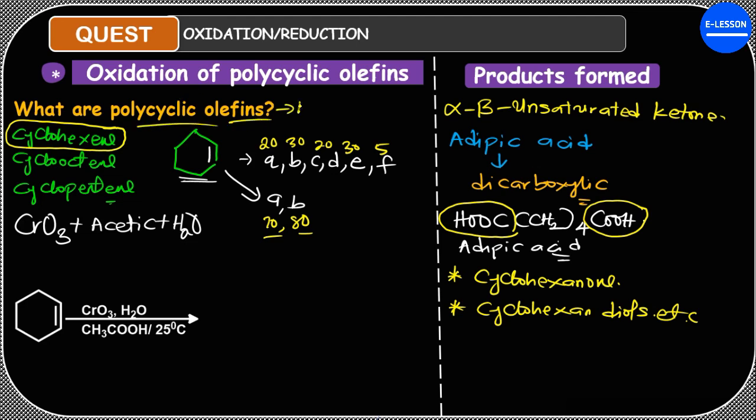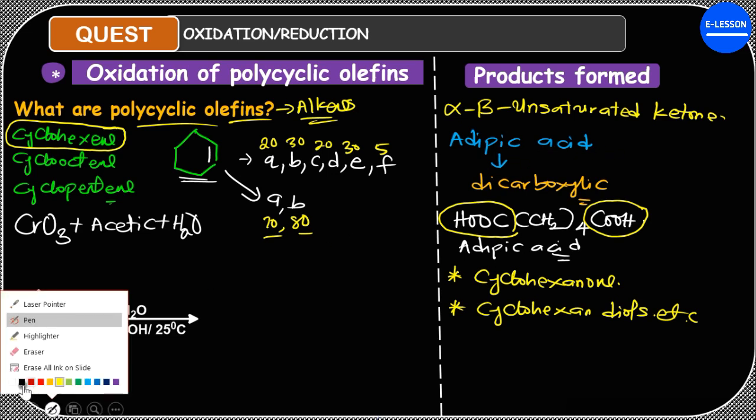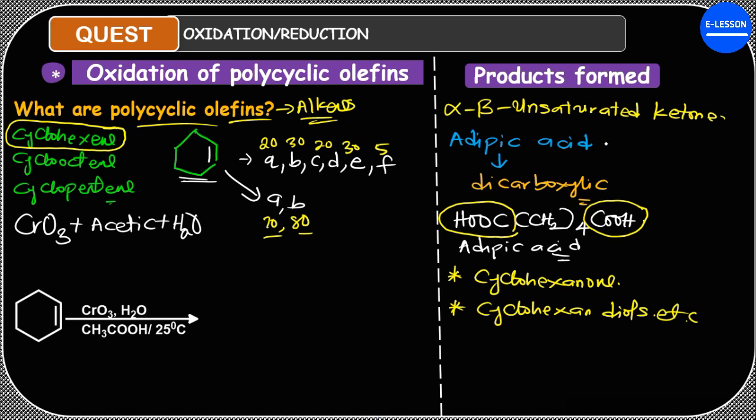Like I said, olefins are also called the alkenes. Products that are formed are alpha-beta unsaturated ketones, adipic acid, which is a dicarboxylic acid, then we have the cyclohexanone, then we have the cyclohexanediol. Now we said that adipic acid is formed from the cleavage of the bond. That means the product that is formed as a result of the ring being broken down. So this is the only product that is formed due to cleavage of the ring structure of the polycyclic olefin.